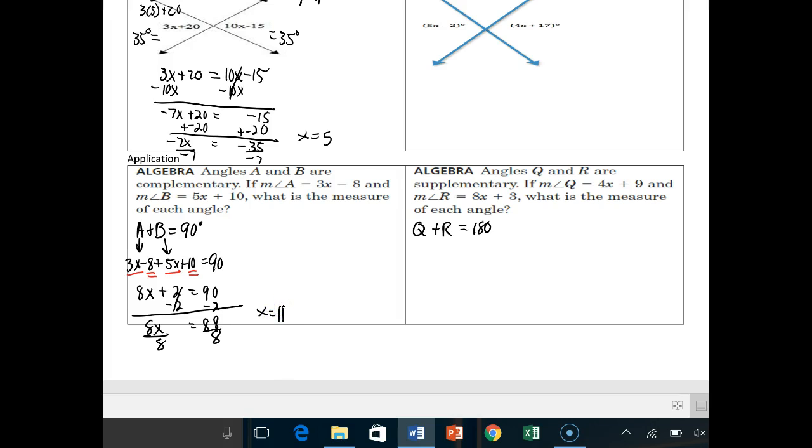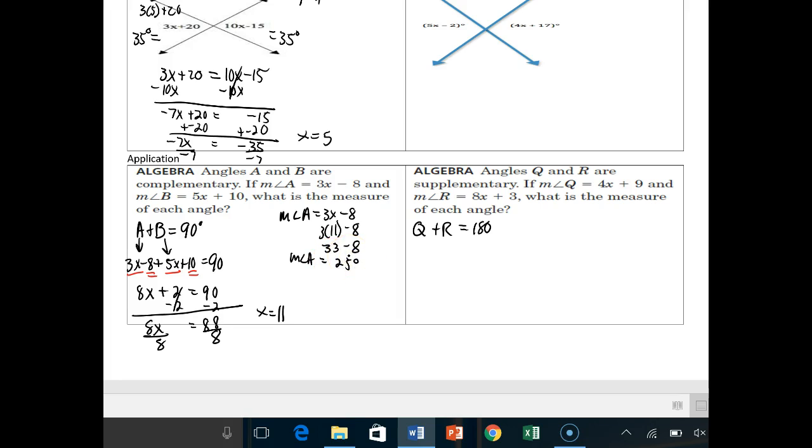Now you're not done, because it says what is the measure of each angle? So I found x, so what do I have to do? Just like I've been doing all day, plug back in. So measure of angle A was equal to 3x minus 8. Well, now let's plug in for x. If x is 11, it's 3 parentheses 11 minus 8, or 33 minus 8. So the measure of angle A is equal to 25 degrees.